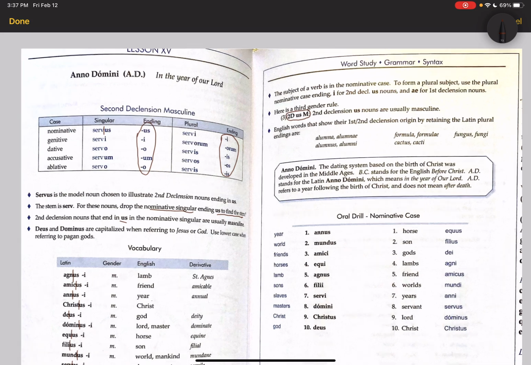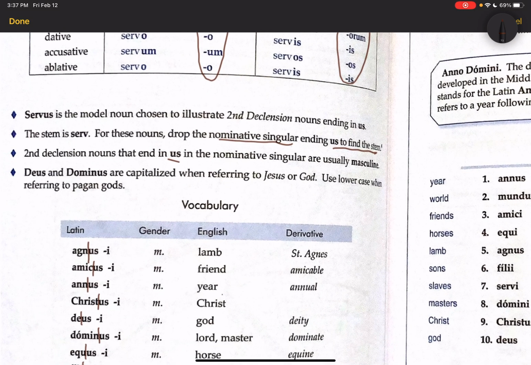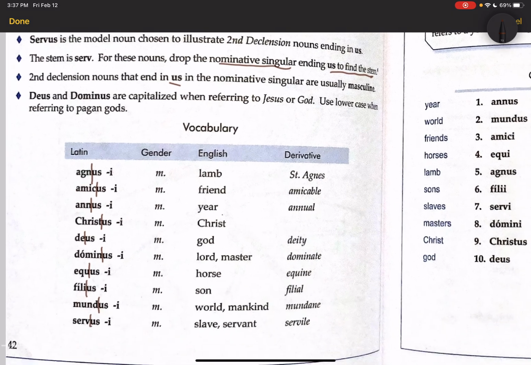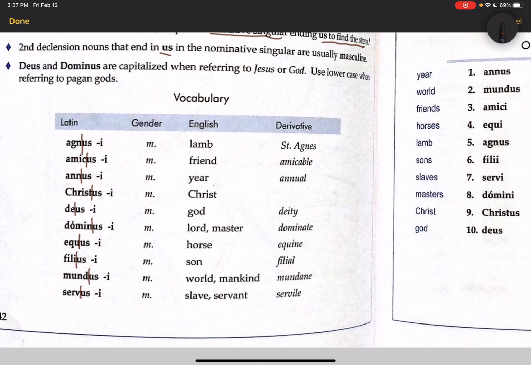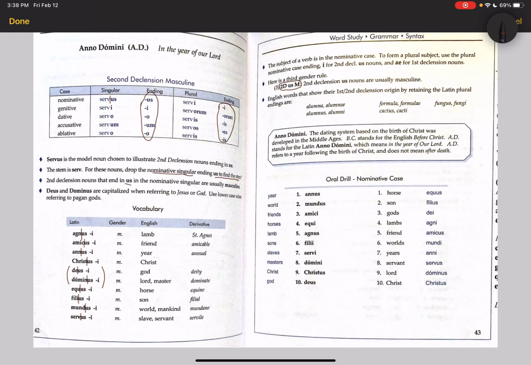Now, Deus and Dominus are capitalized when referring to Jesus or God. Use lowercase when referring to pagan gods. So you see here in the vocab, Dominus and Deus, these words mean God and Lord or Master. When they refer to Jesus or God, you have to capitalize them. But when we're referring to other gods or just other people in the case of master, then you would not capitalize them. All right.